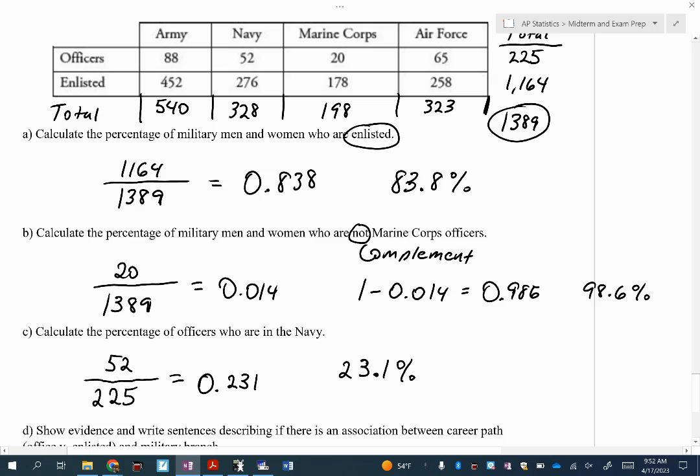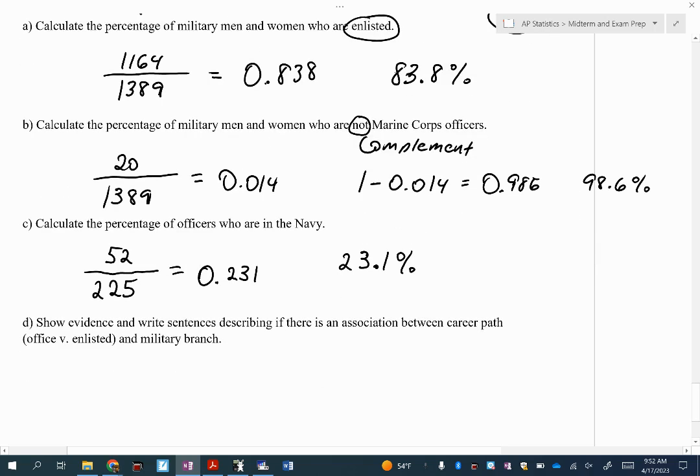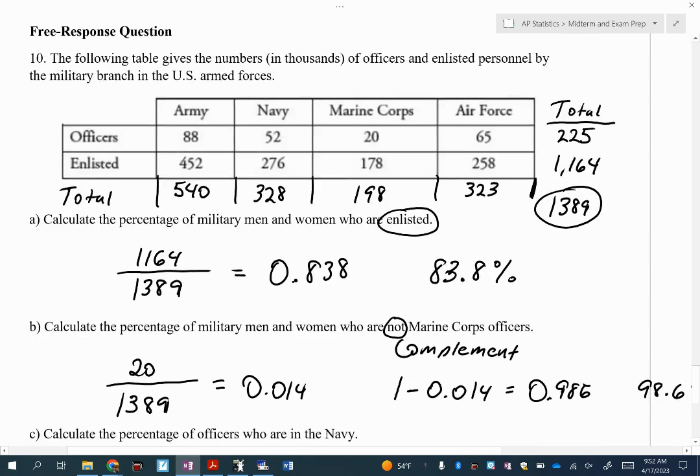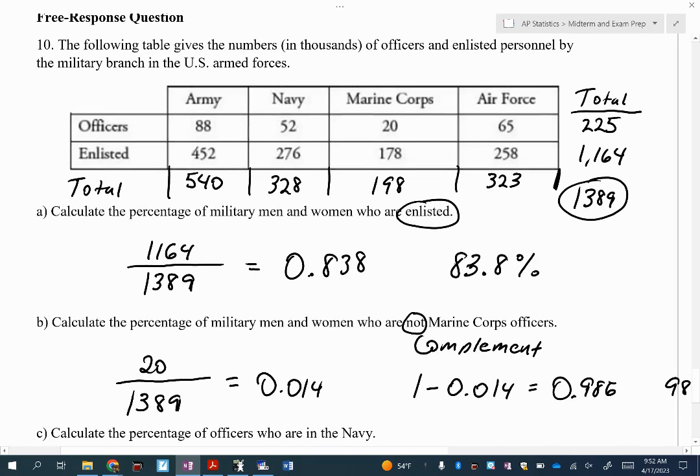All right, essentially what we're going to do in letter D, it says show evidence in sentences to see if there is an association between career paths, so whether they are an officer or enlisted, and military branch. So this question is essentially saying, is there a relationship? Are they independent of one another, or is there a relationship going on? Do you guys remember how I did this in August? Anyone remember how I did this? It's okay if you don't. I'm going to do it right now, okay?